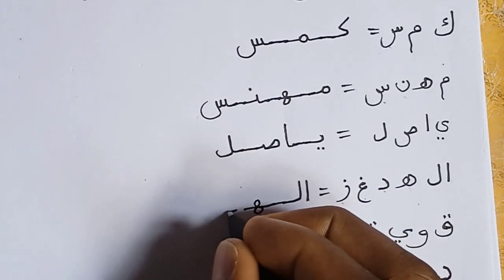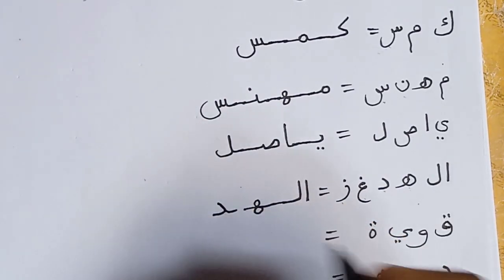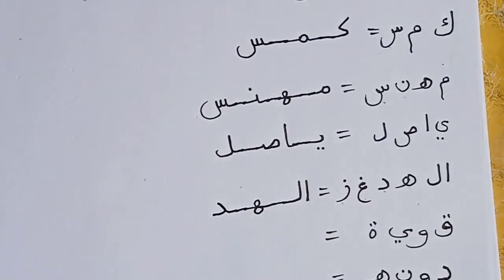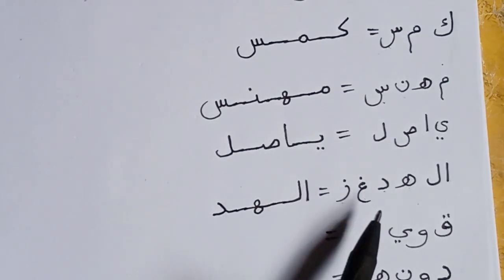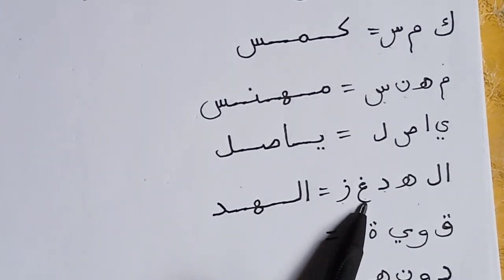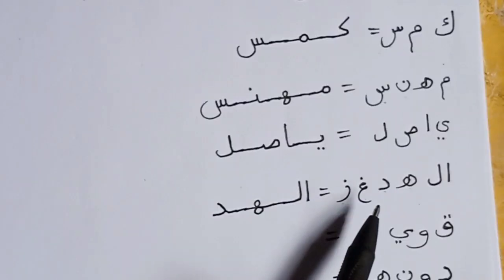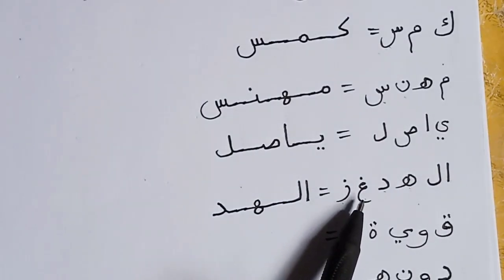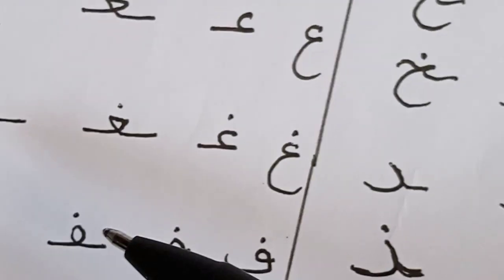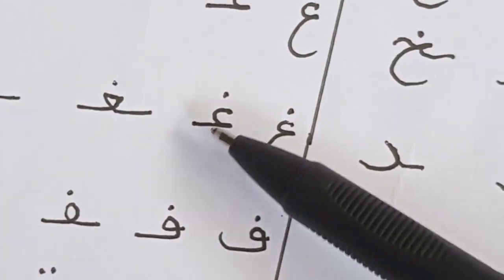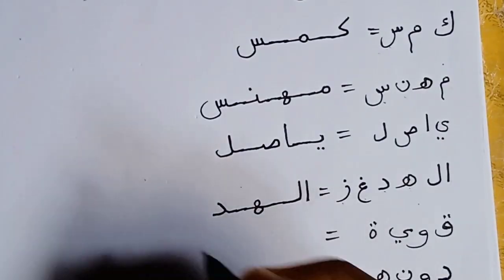Then we have that. Then we can join it with this. Also, the dal is not joining the ghain, but the ghain we join with the zain. So we now have that the ghain we are going to use is the ghain that begins the word, which is this very one over here. So we then have this.